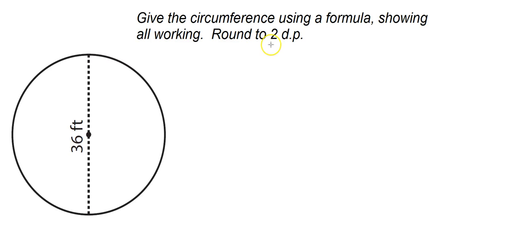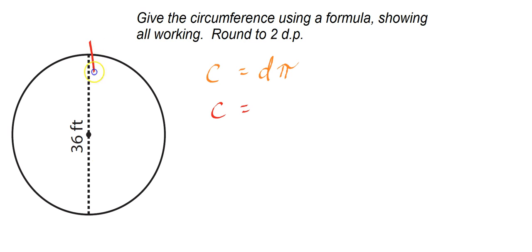Okay, so just note we're supposed to round to 2 decimal places when we solve these problems. We have to find the circumference. Okay, so let's use the formula circumference equals diameter times pi. So all we have to do is substitute information. We don't know the circumference, that's what we're trying to find out.